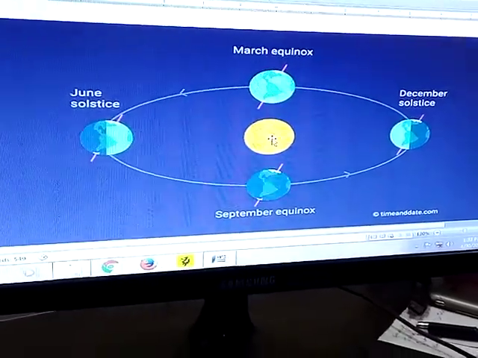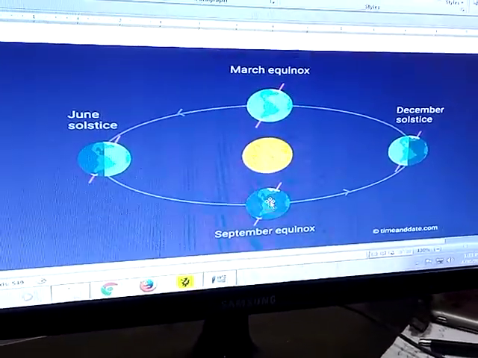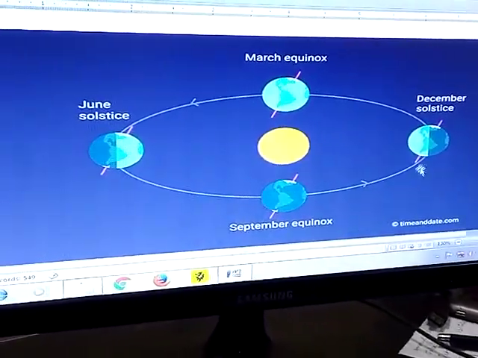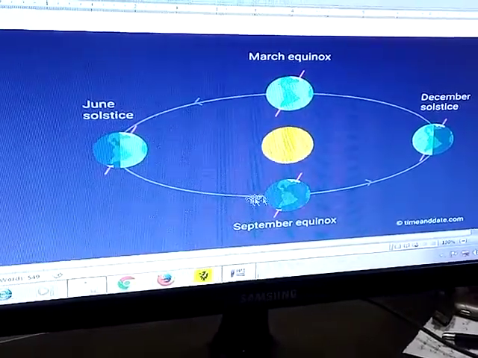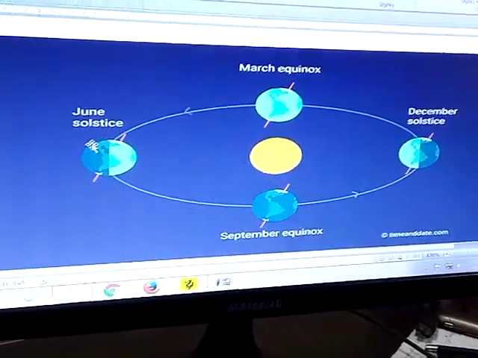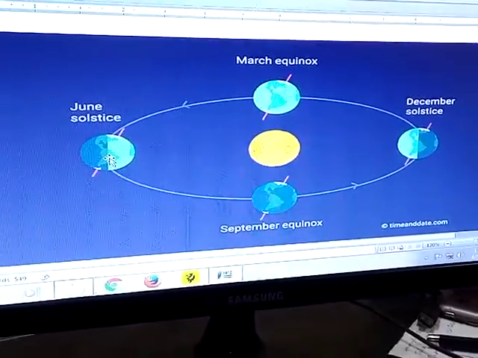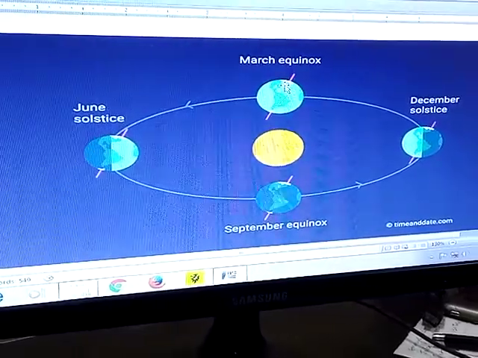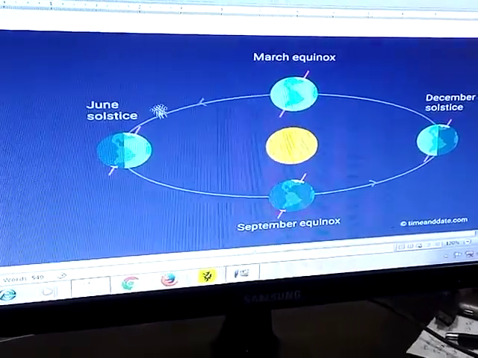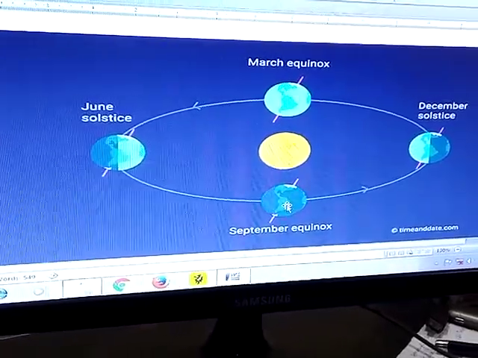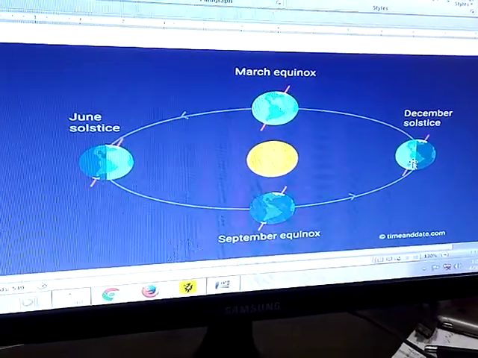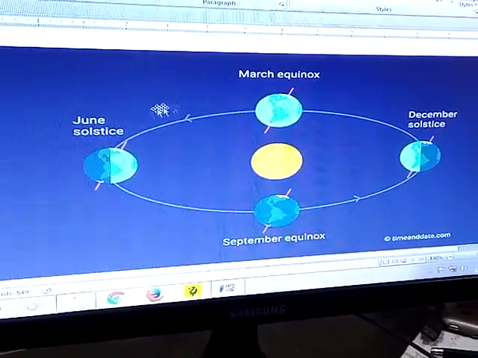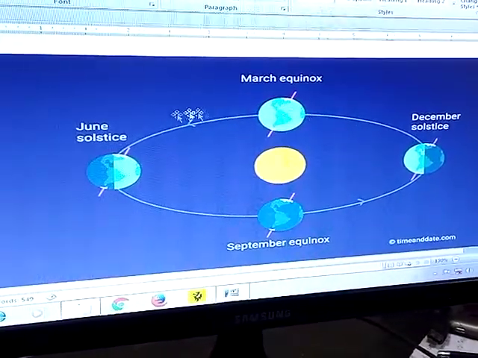This is the sun and this is earth. Obviously only one earth. There are not 4 different earths, but they are shown in different places throughout the year. So on this side we have June. That means during June you have summer. Then after June we get September, that is autumn. Then again comes December, winter, and March, spring. So this is the revolution of the earth.